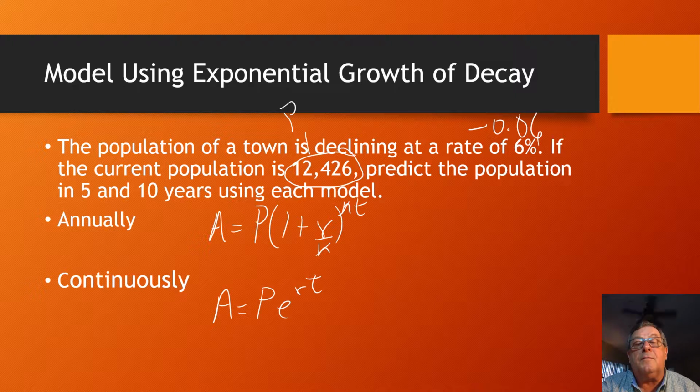So let's jump over to the calculator, and we're going to do these both annually and continuously, starting with a town that has a population currently of 12,426, and we're trying to predict where they'll be based on this declining growth rate, or actually rate of decay, maybe another way of saying that, of the population of this town.